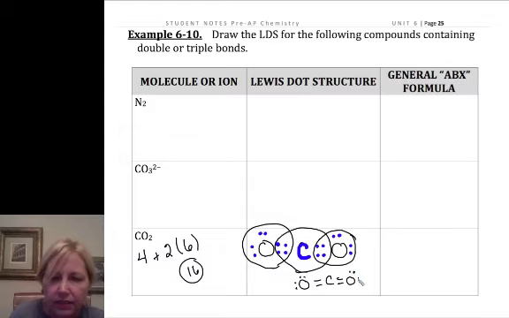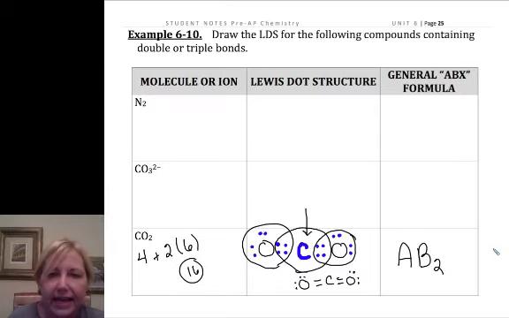Another way you could draw that is using 2 lines, 1 each representing that double bond. I don't like to use lines. Do not use lines on outer electron pairs. Only use a line for bonds. Now I have a central atom. I have 2 peripherals. And because I've used those, there are no more non-bonded pairs on the central atom.